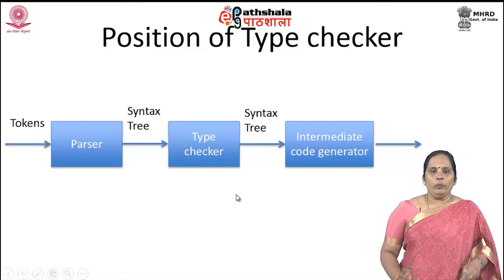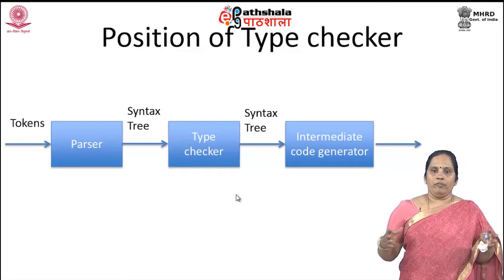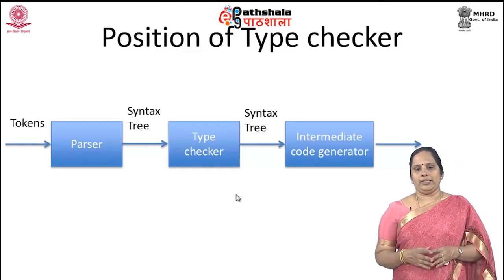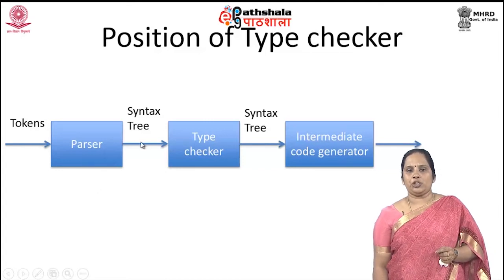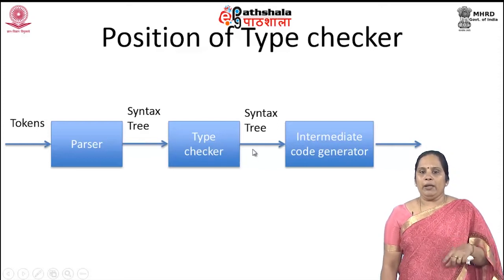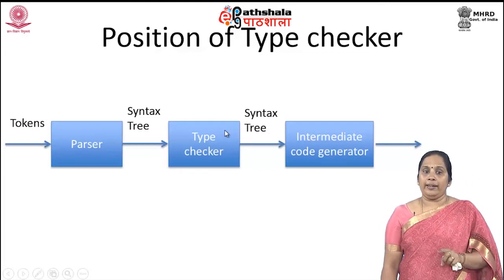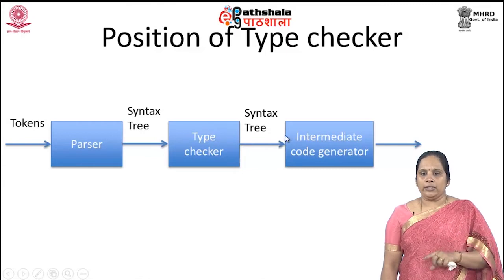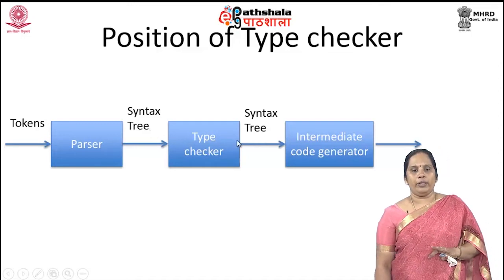So where will the type checker be available in the flow of the compilation process? We already have the parser, which is going to yield a syntax tree. That syntax tree will be fed as an input to the type checker. The type checker will verify whether the syntax tree is correct or incorrect for a particular input, and it is going to retain the syntax tree structure itself, and that is given as the output. So input is a syntax tree, and output will also be a syntax tree.